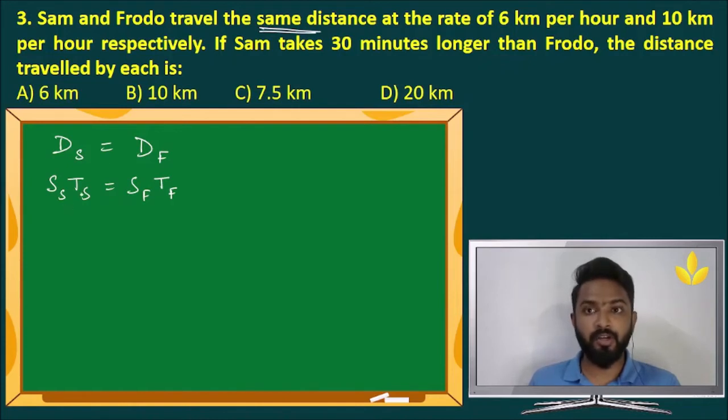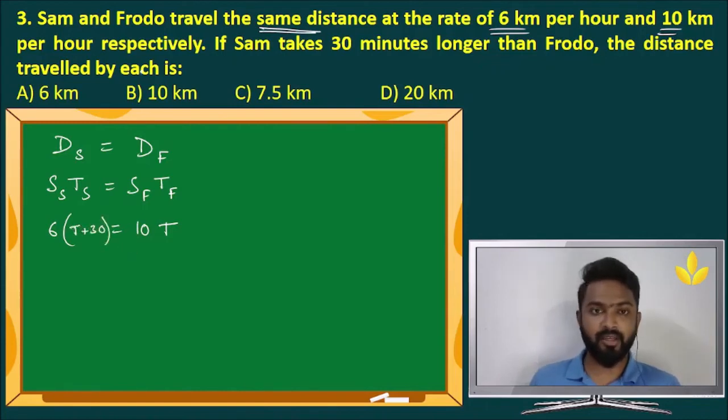Now what is the speed of Frodo? They have given 6 km per hour. And speed of Sam is 6 km per hour. Speed of Frodo is 10 km per hour. This one. And they have told that Sam takes 30 minutes longer than Frodo. Let the time taken by Frodo be t. So the time taken by Sam will be t plus 30 minutes.